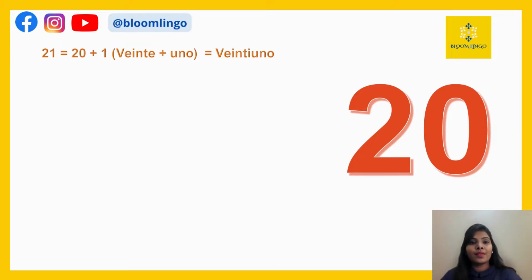Oh, there is a change. 21. Let me explain it here. A small concept for the 20s. 20 ends with E and there is an and between veinte y uno. So E and Y becomes an I. So it is called veintiuno, 21. Let's see the other numbers.